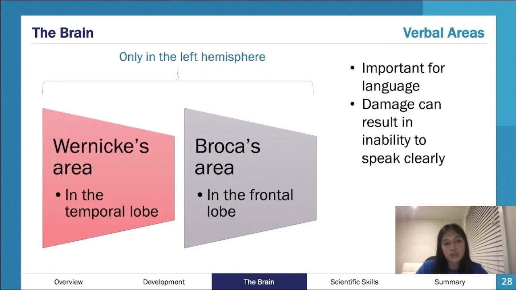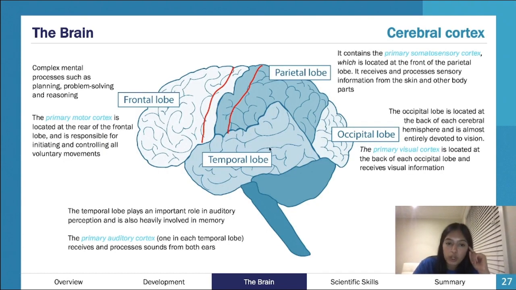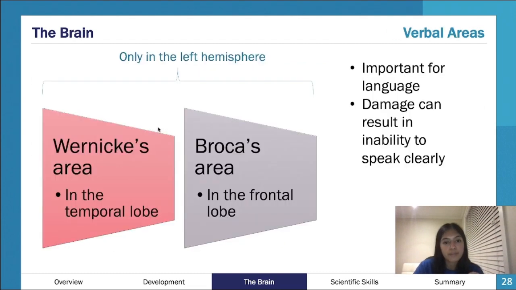Okay, so these are two super important areas to be aware of. You've got Wernicke's area and Broca's area in the left hemisphere. Remember we talked about the corpus callosum and how the left hemisphere is important for speech and language. Wernicke's area is in the temporal lobe, here, and Broca's area is in the frontal lobe. Remember that. Something you also have to remember is what they actually do.